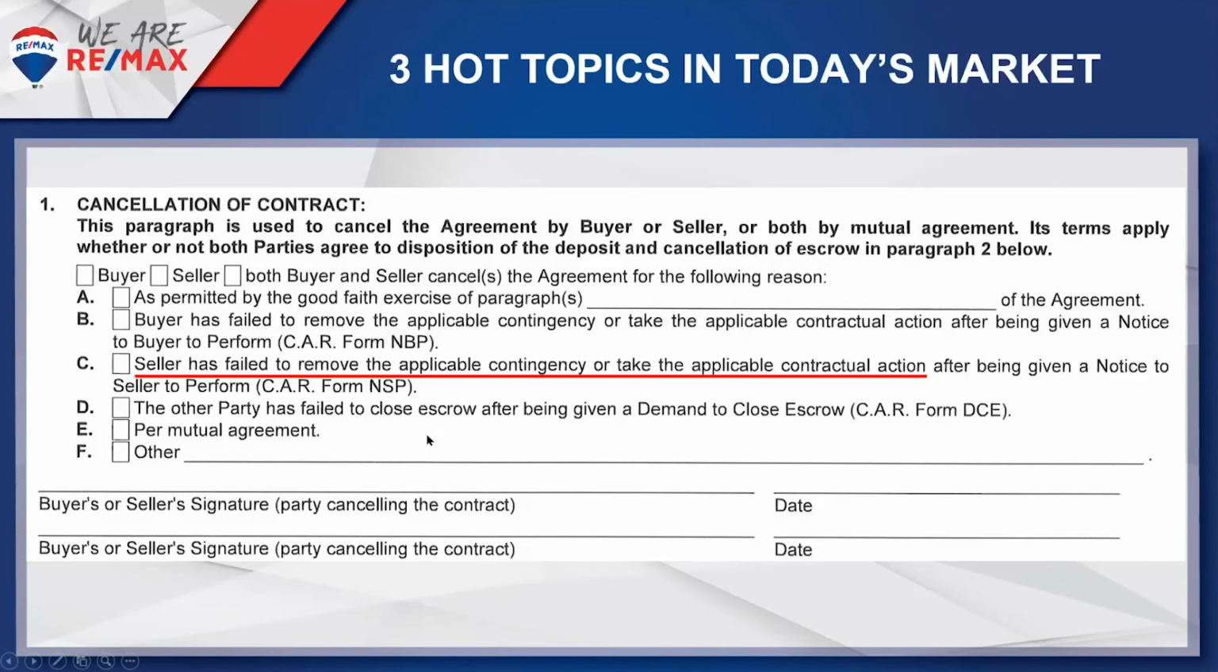The seller has failed to remove contingencies after being given notice. The other party has failed to close after being given notice, or by mutual agreement. Okay. Or other. You can write something in there.